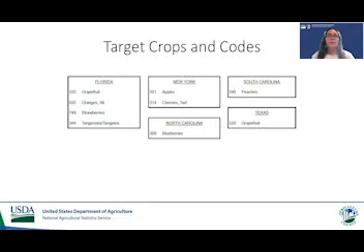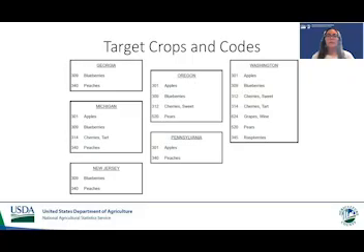So here is a list of the target crops and the crop codes for the states of Florida, New York, South Carolina, North Carolina, and Texas. And here we have a list of the target crops and their codes for the states of Georgia, Michigan, New Jersey, Oregon, Pennsylvania, and Washington. For all of these states, there were no changes to the target commodity crops compared to the previous cycle of the Fruit Chemical Use Survey, which was conducted in 2023.